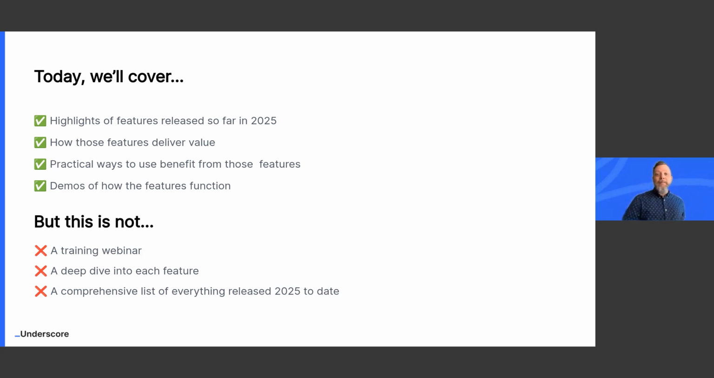Title of the webinar as part of our underscore series is What's New? And that's really what we're going to focus on, are things that we have released so far in 2025. I'm going to be talking about how those features deliver value, kind of like the, well, so what? Like, you release this stuff, why should I care about those? And maybe some practical benefits that you can reap from these features that are delivering that value. And then Nicole is going to demo how those features work.